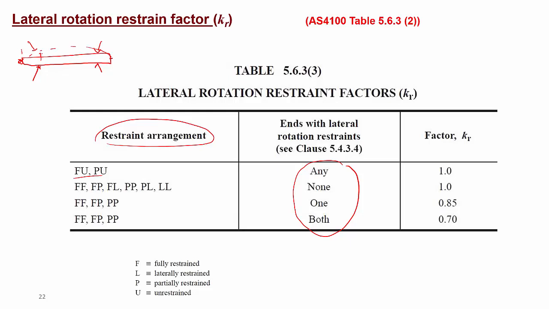So if there is a restraint at both the ends, you'll have 0.7. If we don't know of any, it's 1. If none, it is 1 again. If there is restraint at only one end, it is 0.85. Right? So the conservative choice is to use 1. Other than that, if you know that there is lateral rotation restraint at both ends, you will have 0.70 as the K_R factor, which is given in Table 5.6.3.